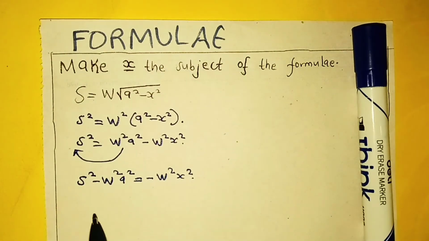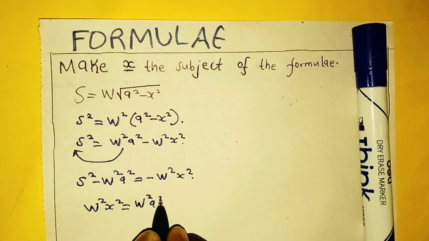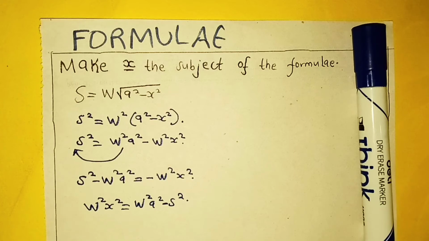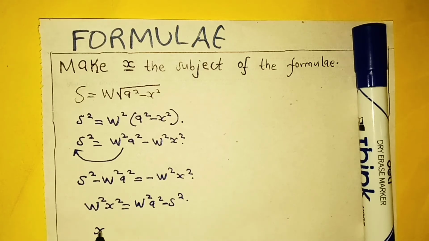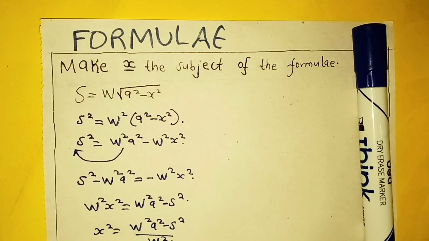This is the same as w squared x squared is equals to w squared s squared minus s squared. Now, we need to make x the subject of the formula. So next step here, we have to divide both sides by w squared. So x squared is equals to w squared s squared minus s squared over w squared.